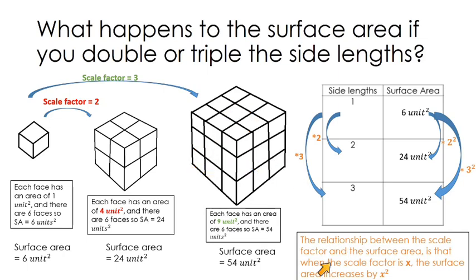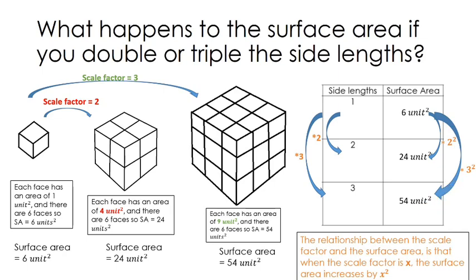So that times 3 affected it not once but twice in calculating these individual areas. So here's what I want you to write down and remember. This is our main idea: the relationship between the scale factor and surface area is that when the scale factor is x, in other words, whenever we double it or multiply by x, the surface area increases by the square of that scale factor. As we doubled our side lengths, the surface area did times 2 squared. If we tripled our side lengths, the surface area increased by times 3 squared.